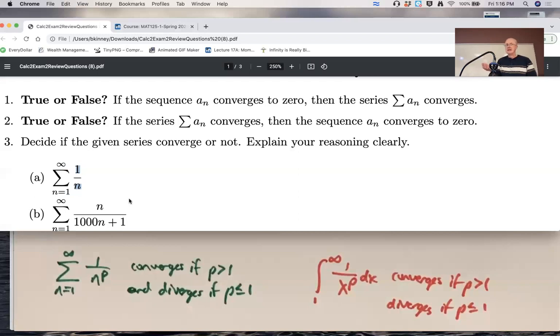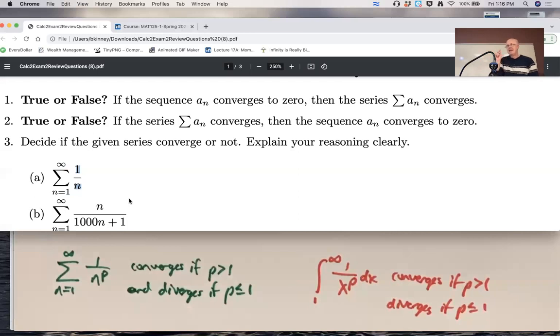Because the harmonic series, the ANs are 1 over n. They go to 0. The terms, the sequence of terms converges to 0. But the series, the infinite sum, does not converge. It diverges. Always want to make sure you get the distinction between them, between the terms and the series.